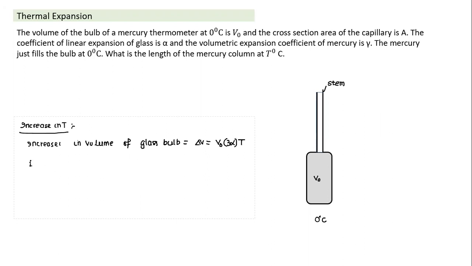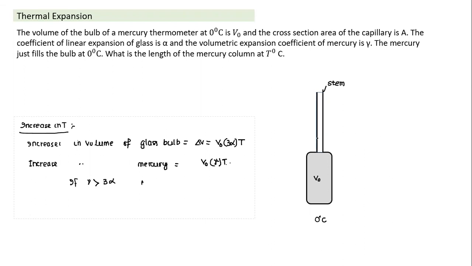Similarly, what will be the increase in volume of mercury? Increase in volume of mercury, delta V, will be equal to, again, original volume V naught, and here directly the gamma value is given, times T. So if this gamma is greater than 3 alpha, then what will happen? Mercury will expand more than the glass bulb.